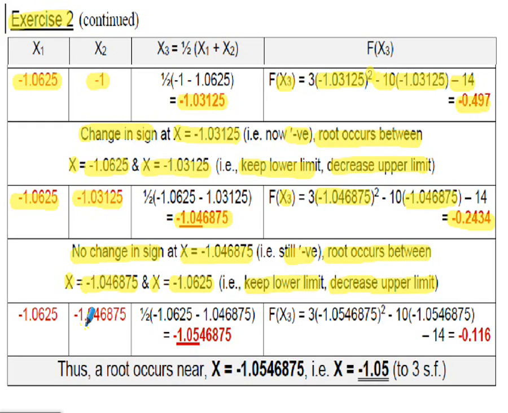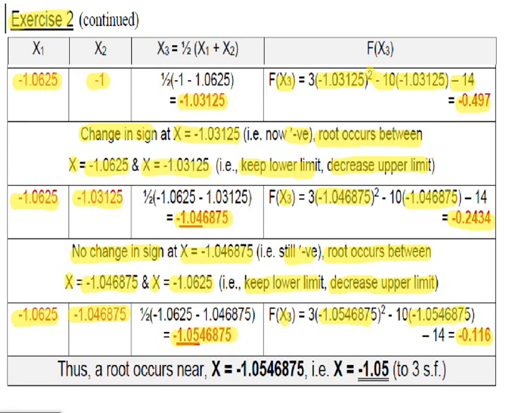And the final iteration here shows the x1 is negative 1.0625 and the x2 is negative 1.046875. Working out the x3, we get negative 1.054685. Put the value of x3 into the equation. We find that the remainder now is still negative. But what we notice from the calculations is that the accuracy has been achieved for our answer.